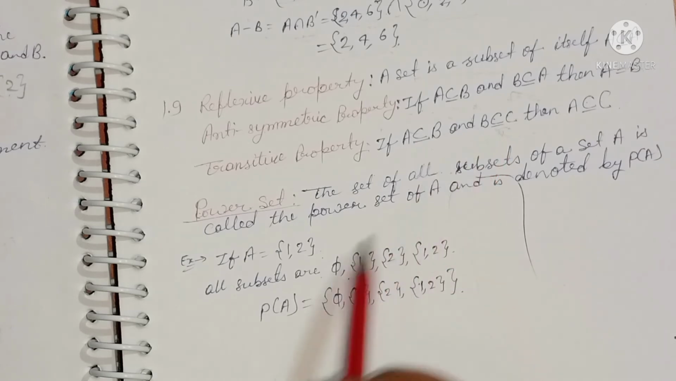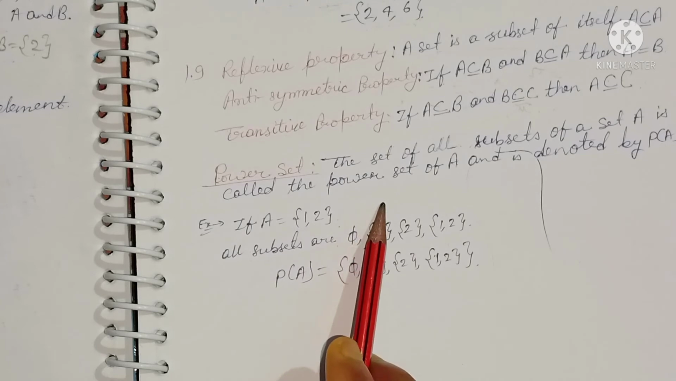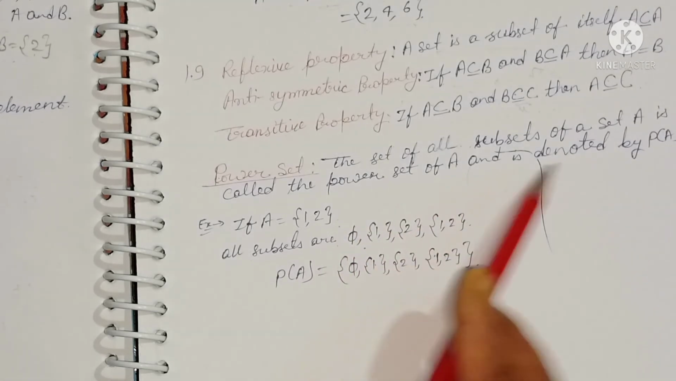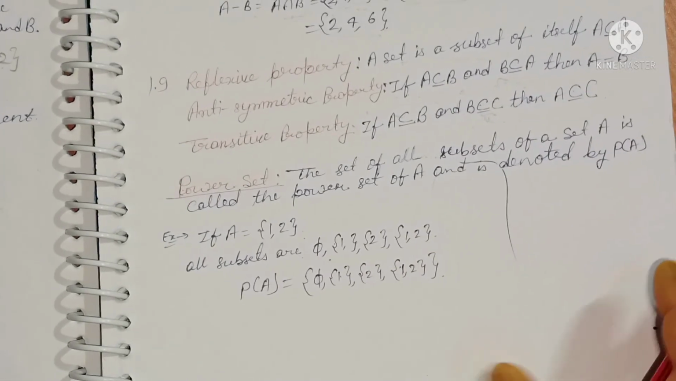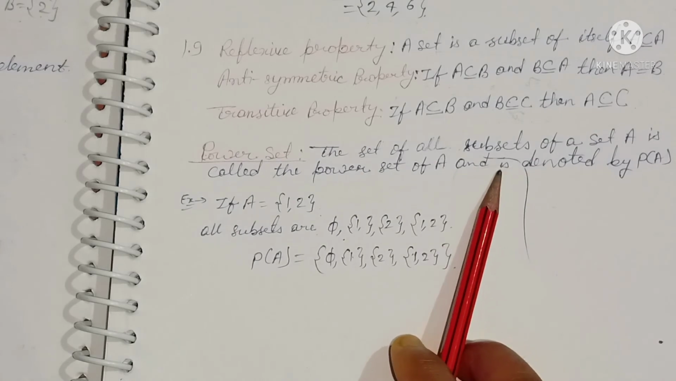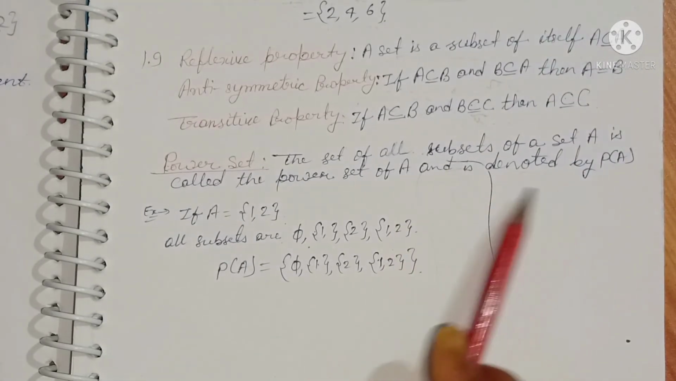And the last topic is the power set. So what is a power set? The set of all subsets of a set. So now you can see here, the set of all subsets of a set is called the power set.